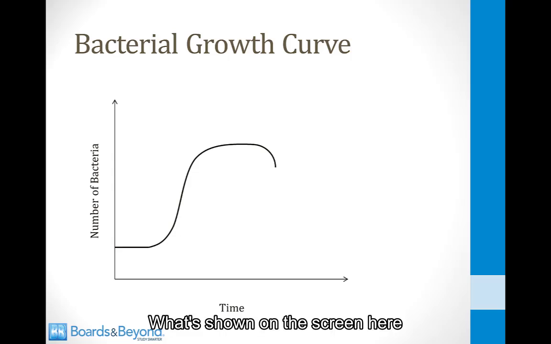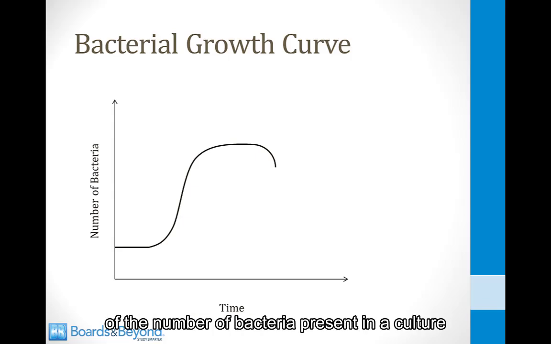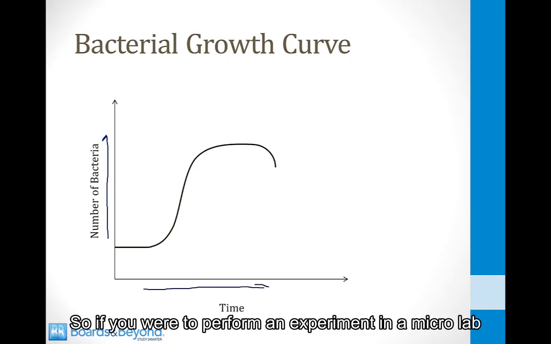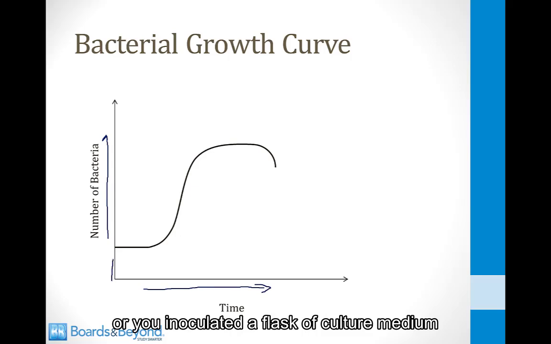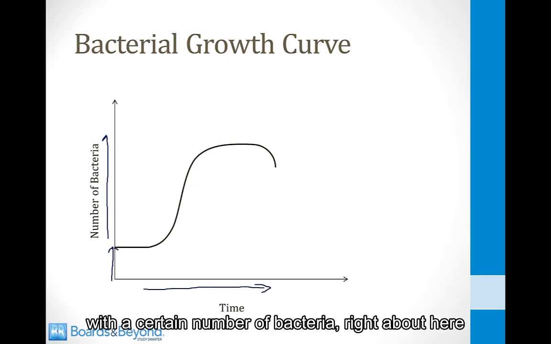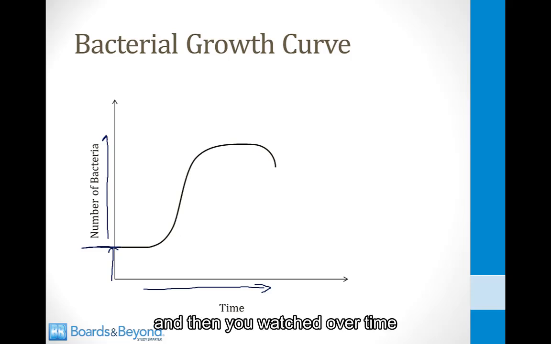What's shown on the screen here is a fairly classic microbiology graph of the number of bacteria present in a culture as a function of time. So if you were to perform an experiment in a microlab where you inoculated a flask of culture medium with a certain number of bacteria right about here, and then you watched over time how many bacteria were present in the flask, this is what you would see.